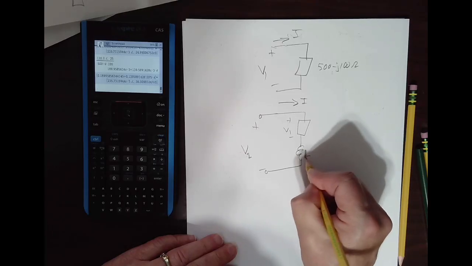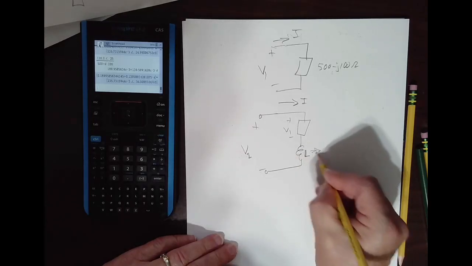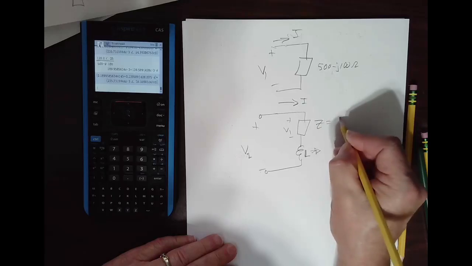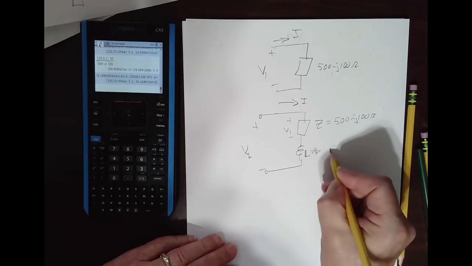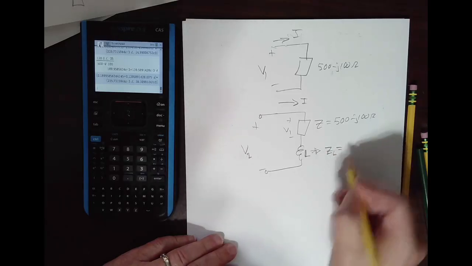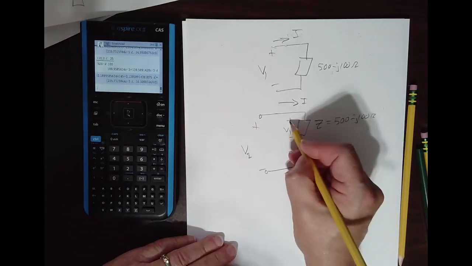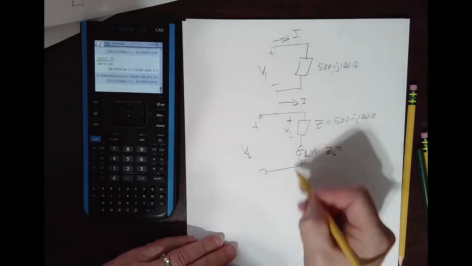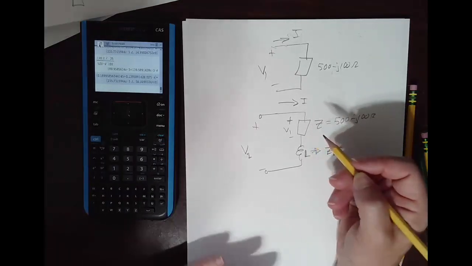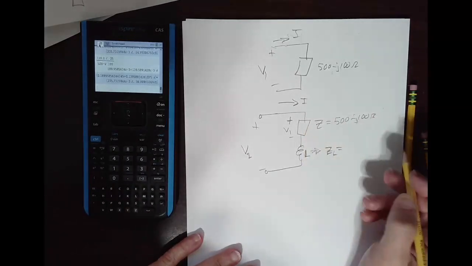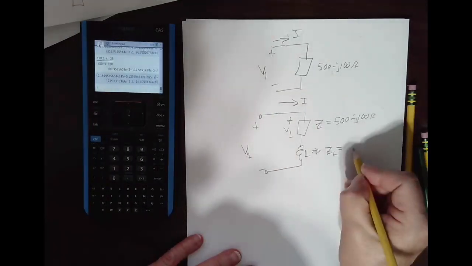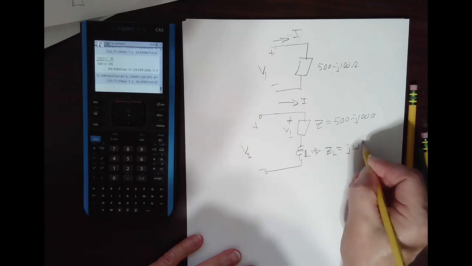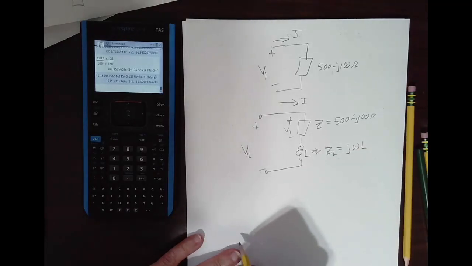So inductors are L's, but their impedance, so this was Z, is still 500 minus j100. But now we're going to add in Z of the inductor. Impedances add just like resistors. So in series, they just add up. In parallel, you do 1 over the 1 over the 1 over kind of thing. So for an inductor, Z is j omega L.